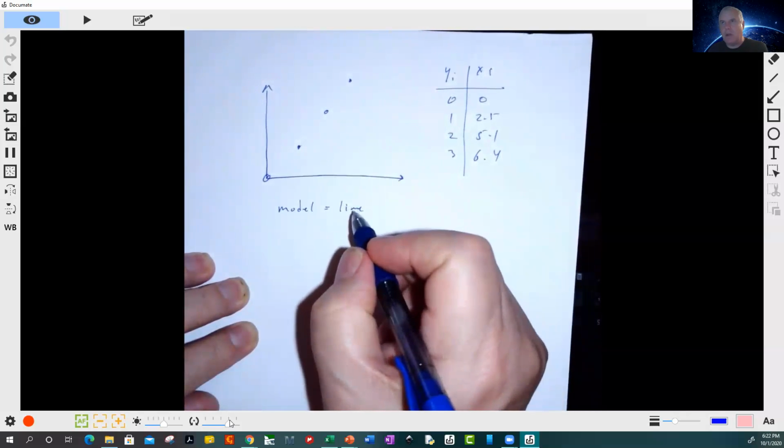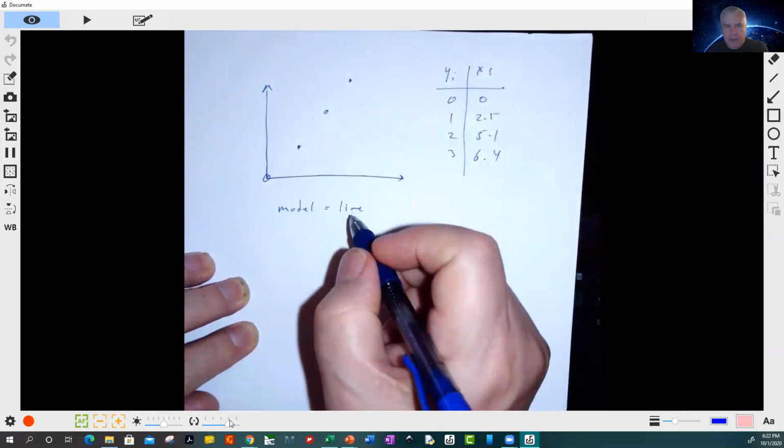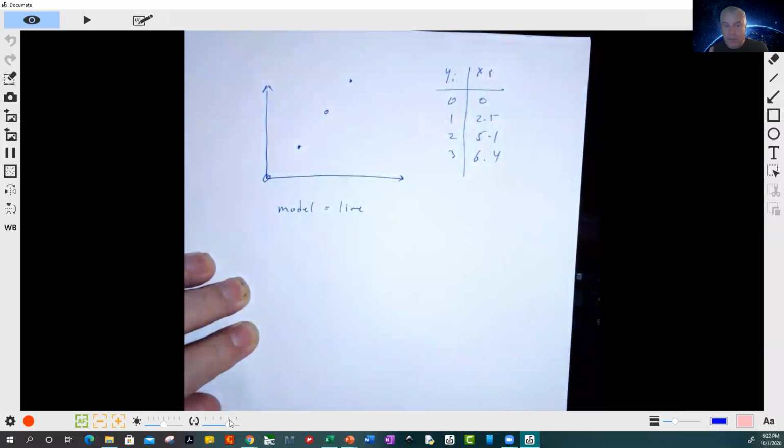That's a line. Hold on. The model is not a line. The model is a line with an N.